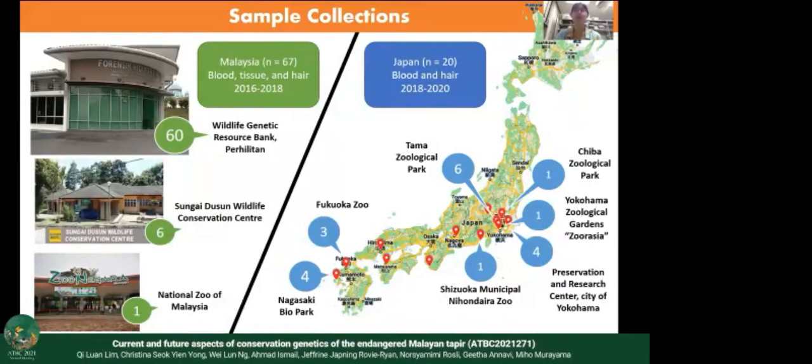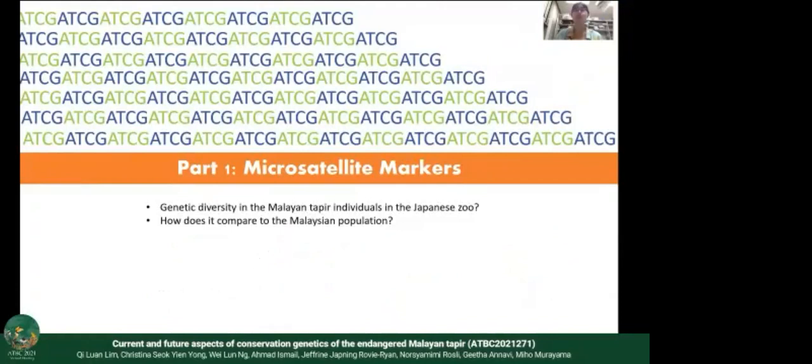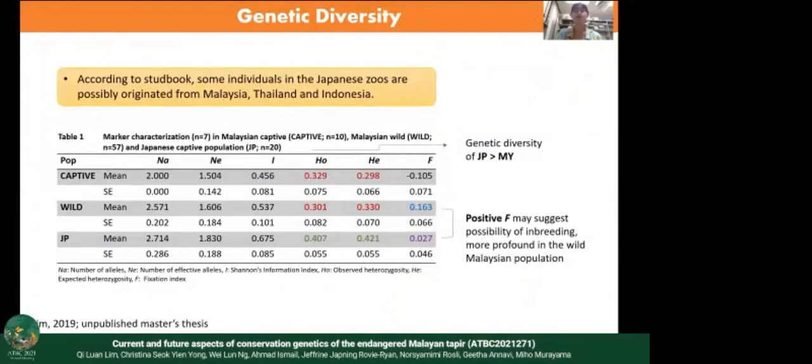First, we conducted genetic diversity analysis using 7 cross-species microsatellite markers that were developed for the lowland tapir and Baird's tapir. We knew, according to the studbook, that lineages of some individuals in the Japanese zoos are traceable to Peninsular Malaysia, Thailand, and Indonesia. It was not surprising to see that the Japanese zoos showed a higher genetic diversity and a lower inbreeding coefficient than the wild Malaysian population.